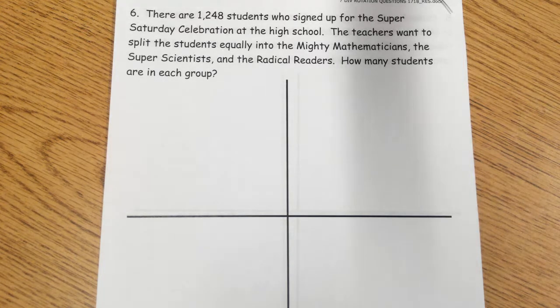Okay, another way that we've learned to do division is by using the Big 7. The Big 7 is similar to the algorithm that I learned when I was in school. So reading this problem here, it tells me there are 1,248 students who signed up for the Super Saturday celebration at the high school. The teachers want to split the students equally into the mighty mathematicians, the super scientists, and the radical readers. How many students are in each group?